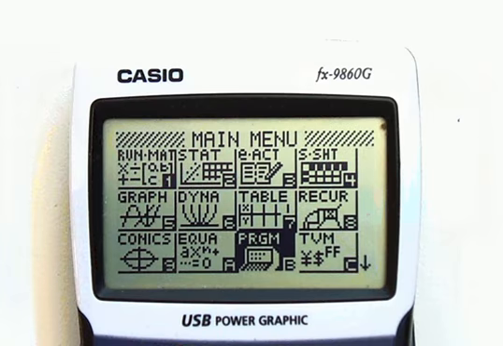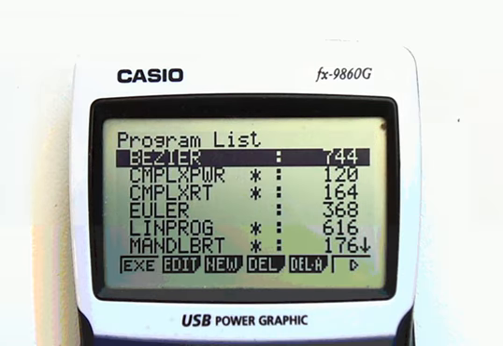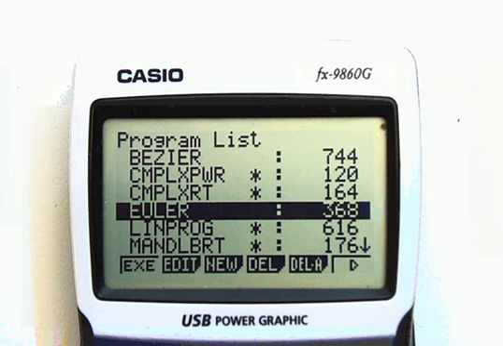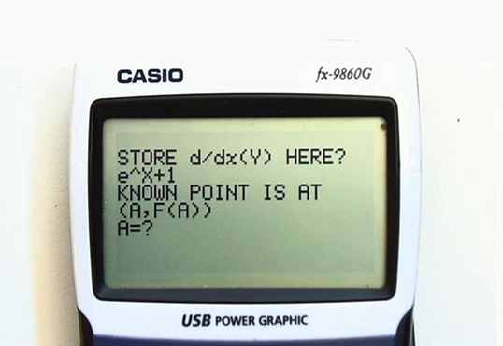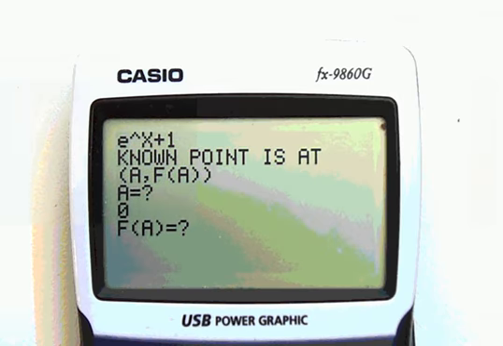So on the graphics calculator, we go to Program. I have a program in here called Euler. If I execute that program, first of all it wants the differential equation, which was e to the power of x plus 1. And now it's after the starting points. So a is the x-coordinate, which was 0, and f of a, the y-coordinate, was 1.